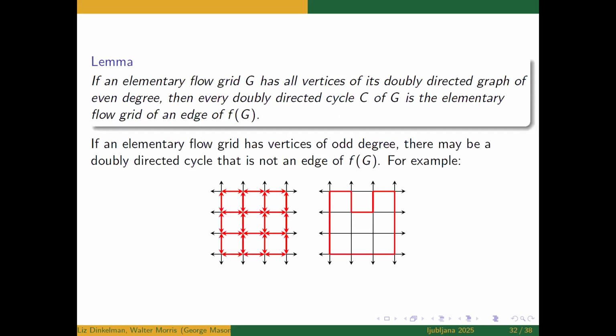corresponding to the basic cycles of F is a basis for the subspace parallel to F. Now, if an elementary flow grid G has all vertices of its doubly directed graph of even degree, then every doubly directed graph cycle C of G is the elementary flow grid of an edge of F of G. However, one should note that if an elementary flow grid has vertices of odd degree, there may be a doubly directed region that is not an edge of F of G. For example, this picture, I'll just call it a picture, it doesn't represent an edge of F of G.